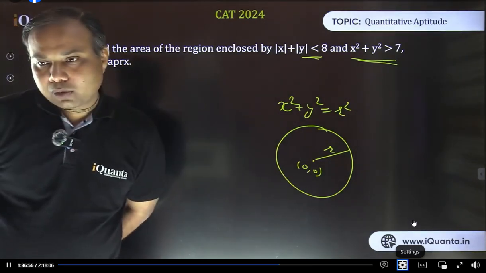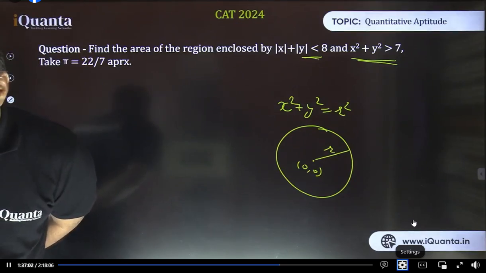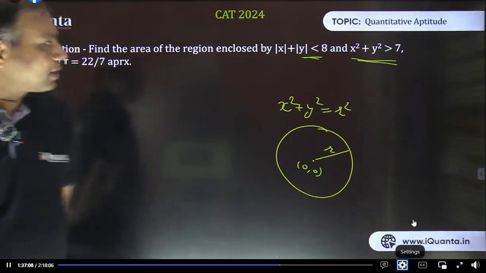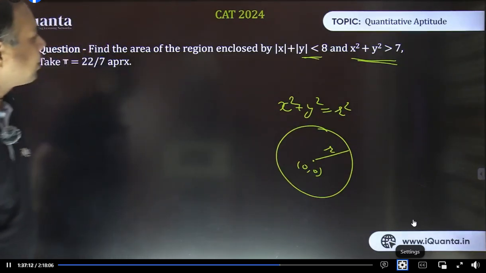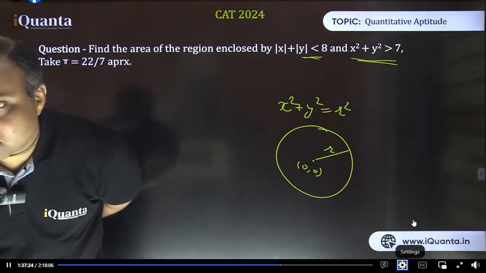$154, Yukta says 10. Harsh says 106. I think 106 should be the answer. Let me check. Yes, 106 is the right answer. Good.